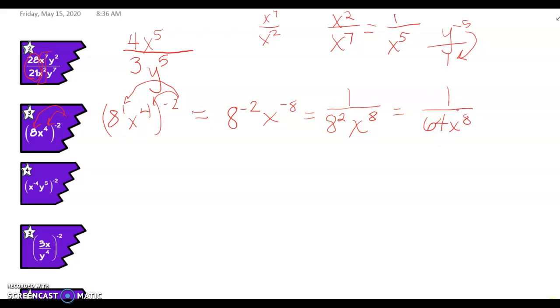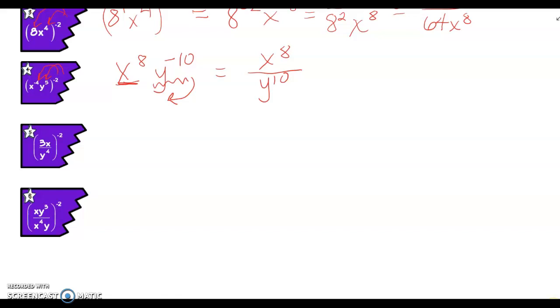For number 4, same idea. Multiply exponents, so it becomes x to the positive 8, which is nice because now I don't have to worry about doing anything with it. But then it becomes y. 5 times negative 2 is negative 10. This is in the numerator and it's going to stay there. This is in the numerator, but it has to move down to get rid of that negative. So x to the 8th stays where it is, only the y moves down. It becomes y to the 10th.